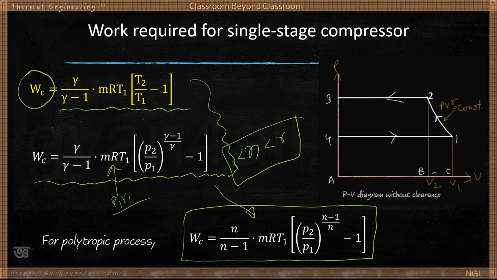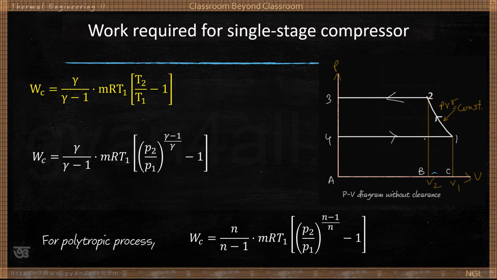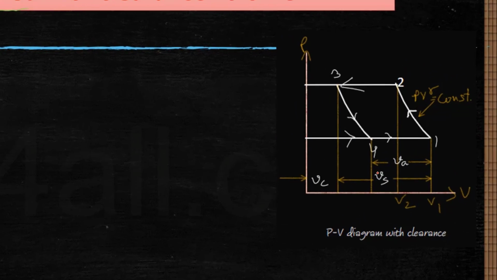So from the PV diagram we can see the work done during the process is actually this area without clearance. This is the PV diagram, and work done is this area 1, 2, 3, 4, 1. This area represents the work done or work required for a single stage compressor without clearance volume.